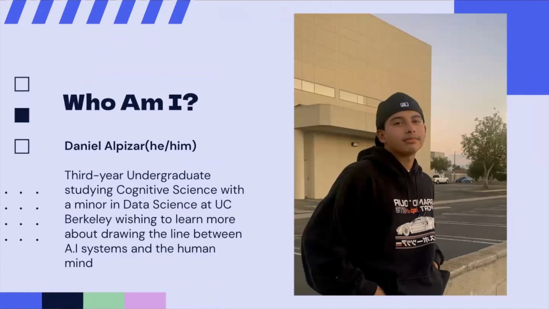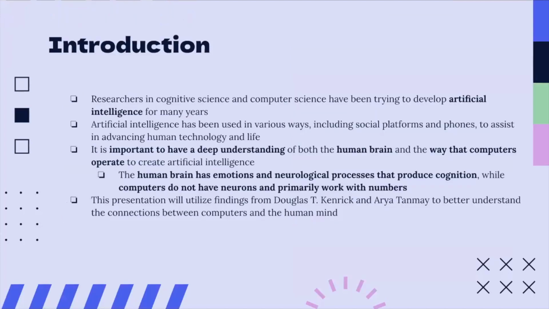So my name is Daniel Alpazar, and I go by he/him pronouns. I'm a third-year undergraduate studying cognitive science with a minor in data science at UC Berkeley, and I wish to learn more about drawing the line between artificial intelligence systems and that of the human mind. So, just an introduction for my topic.